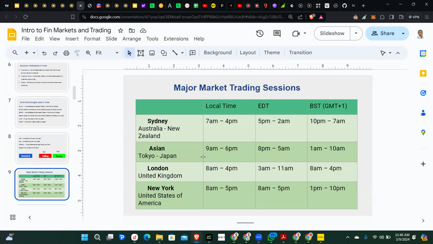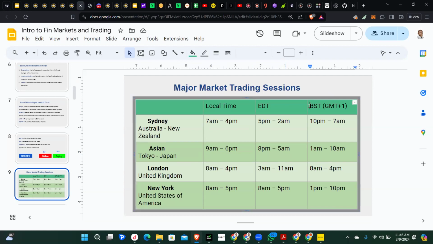Now, this is the local time. So if you are in a country like Nigeria, this is the local time, that is GMT plus 1. So for New Zealand, it's going to open by 10 p.m. and close by 7 a.m. But if you are, let's say, in Australia, this is going to be the local time, that is 7 a.m. to 4 p.m.